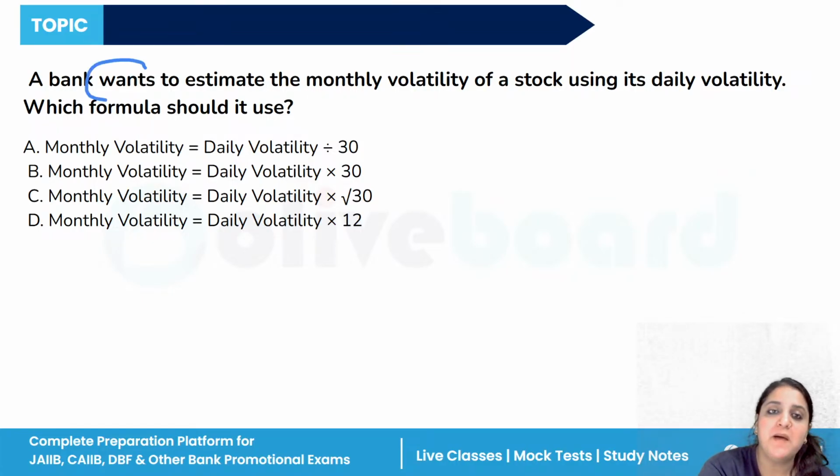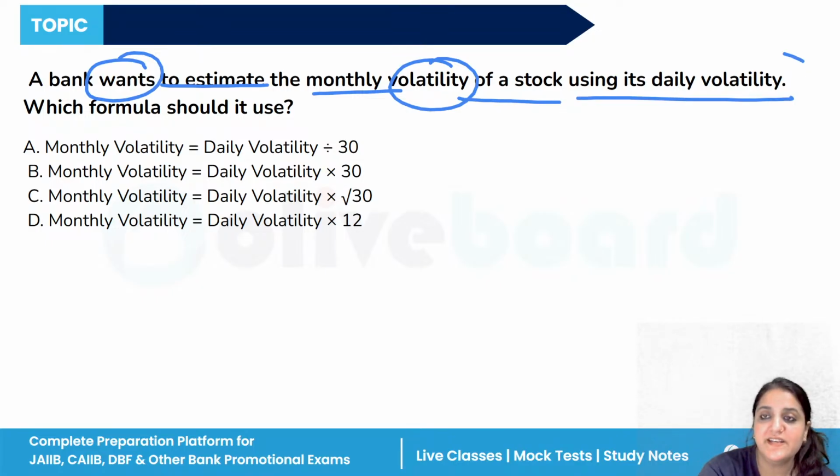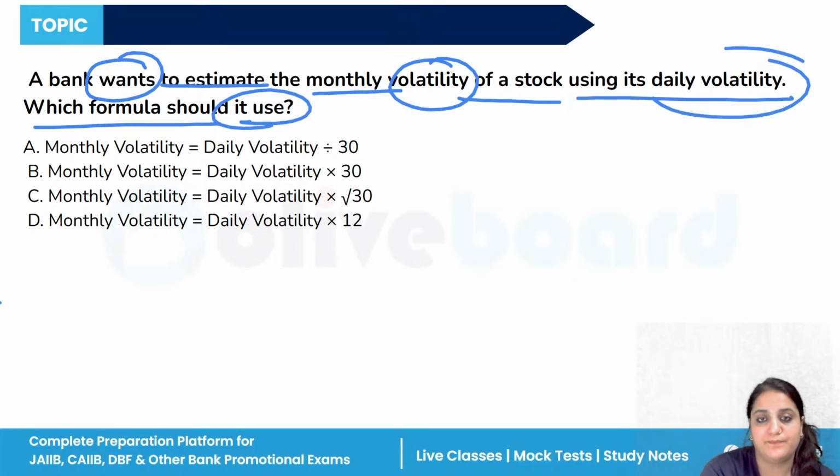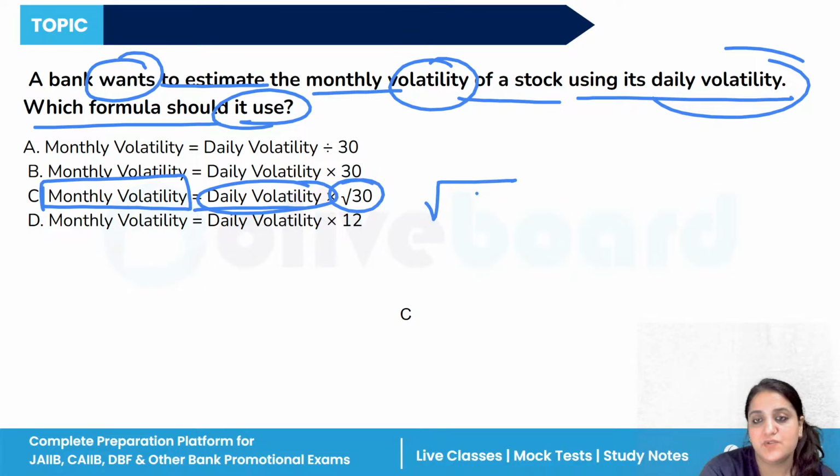Suppose a bank wants to estimate the volatility of a stock using its daily volatility, which formula should it use? I think option C is correct. Monthly volatility is equal to daily volatility multiplied by the square root of 30.